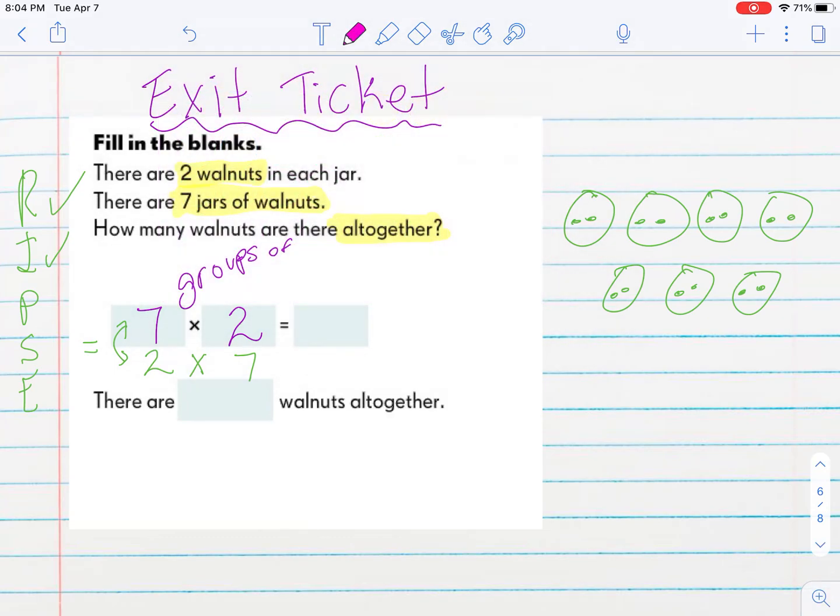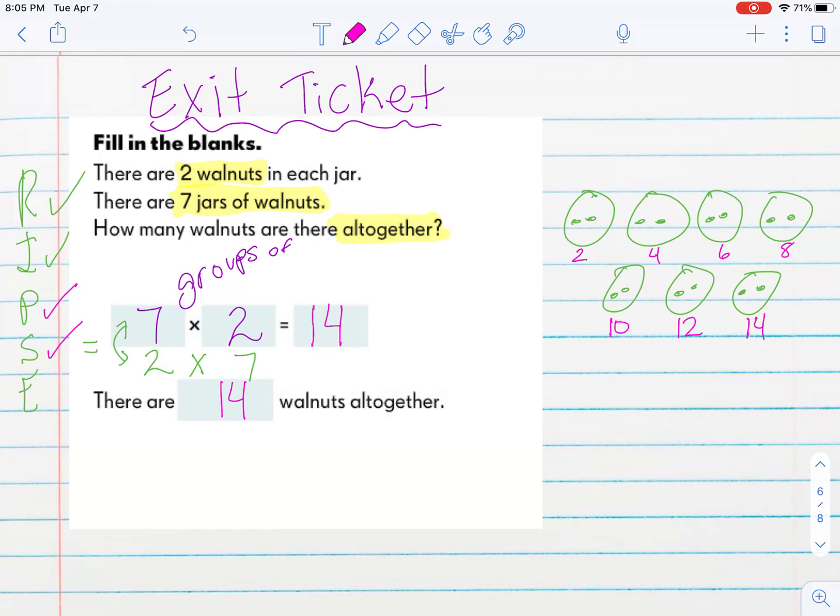We want to make sure we're doing our math efficiently. Okay, so now I can go ahead and I can skip count by 2. Okay, so skip count with me. 2, 4, 6, 8, 10, 12, 14. Okay, I just found out that 7 times 2 or 2 times 7 are both equal to 14. There are 14 walnuts altogether. So I planned and I solved.